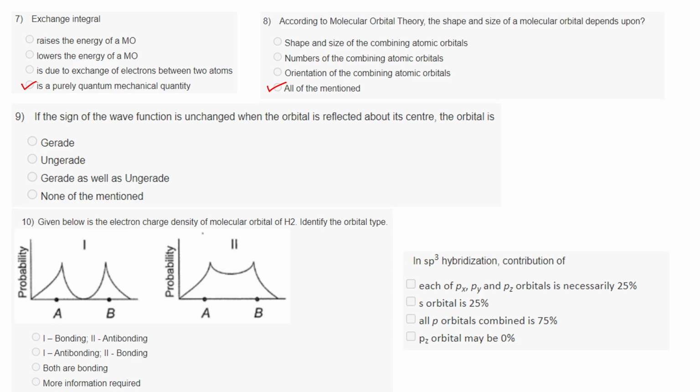So question number 9, if the sign of the wave function is unchanged when the orbital is reflected about its center, then the orbital is gerade, right?